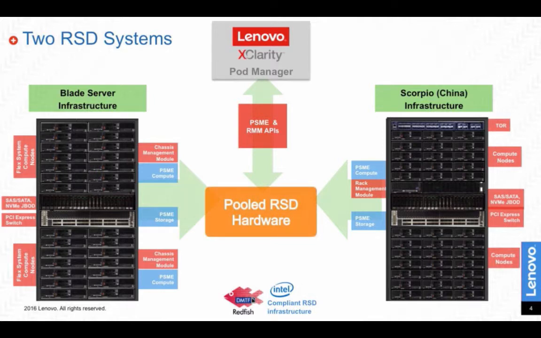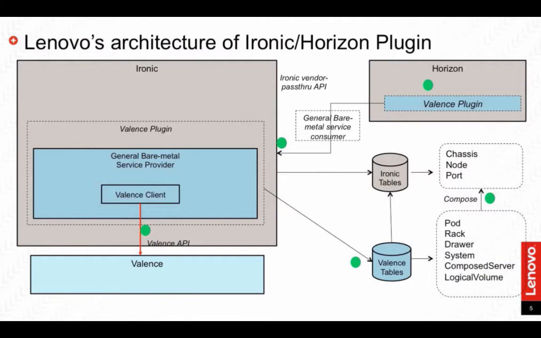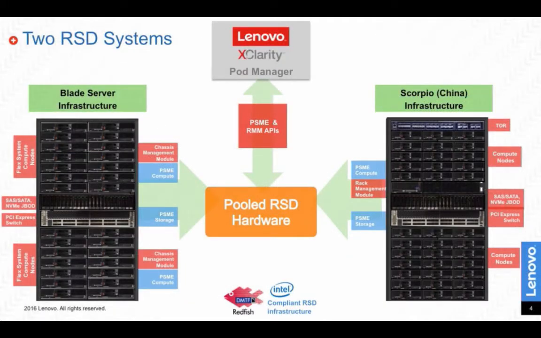Basically, we have two types of systems here. The first one is for general purpose customers, which is based on the blade server infrastructure. We use Flex Systems to provide the compute ability. Also, we have a unique design of PCI switch to provide the storage ability. And the other design is for Schofield, which is a China hyperscale design. Lenovo is working very closely with Baidu, Ali and Tencent on this hardware definition.